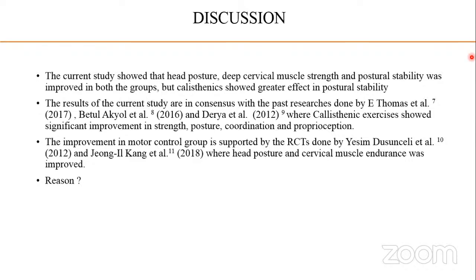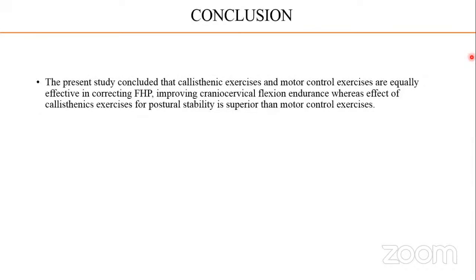The additional effect of calisthenics on postural stability could be attributed to the training of the erector spinae and transverse abdominis muscles when certain exercises like static plank and scapular exercises were performed, which is responsible for the feed forward mechanism of postural control. So to conclude, the present study concluded that calisthenic exercises and motor control exercises are equally effective in correcting forward head posture and improving craniocervical flexion endurance, whereas the effect of calisthenic exercises on postural stability is superior to motor control exercises.